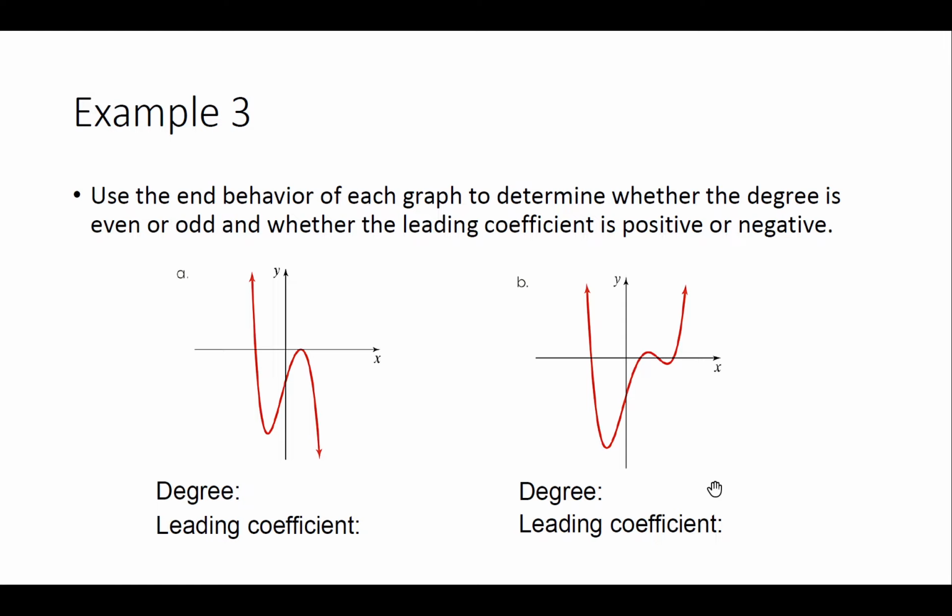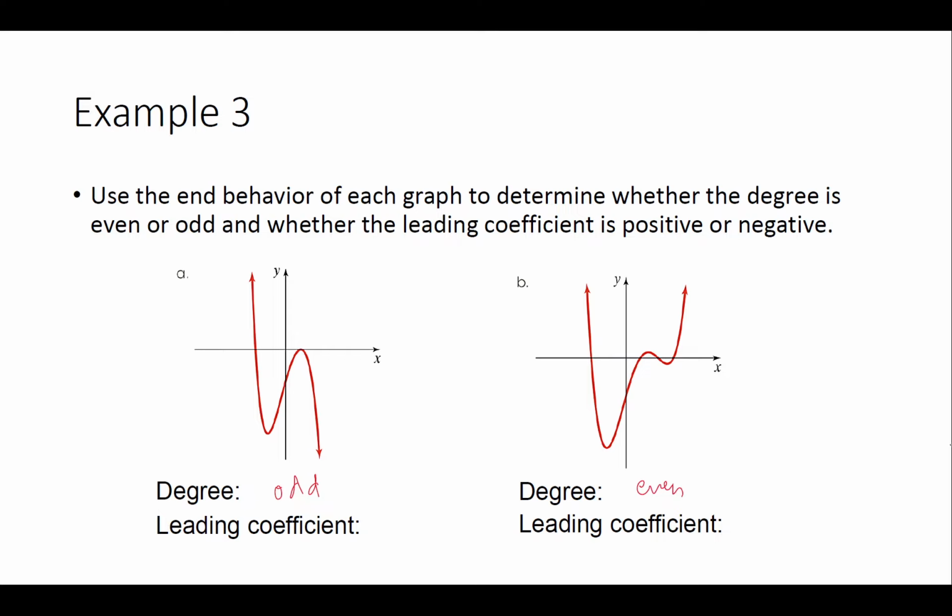Okay, one example. You are given two graphs and we need to find out what the degree and the leading coefficient are. We have to guess. For the first graph, as you can see, the right-hand side is going down and the left-hand side is going up, so it's in the opposite direction. So the degree should, for sure, be odd, because for an even degree both sides would go in the same direction. Here, because they are in the same direction, the degree should be even.